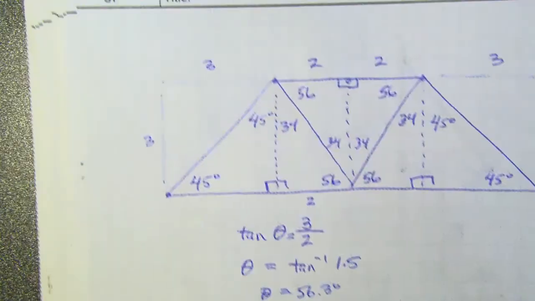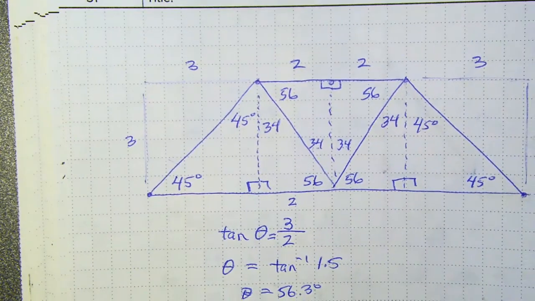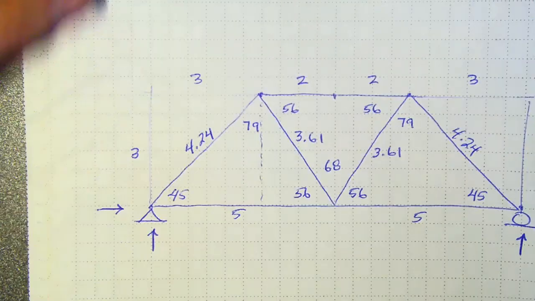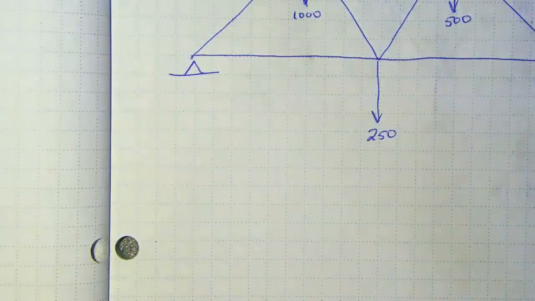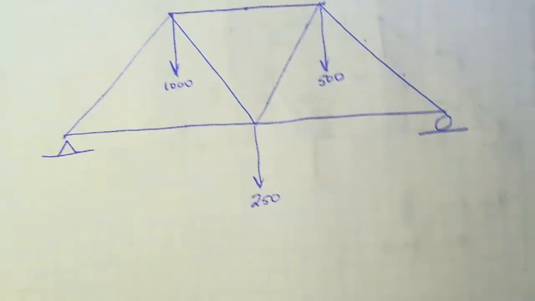Anyway, this was part 1. In part 1, we figured out what all the angles were. This was part 2. In part 2, we figured out what all the lengths of each member were. And if you care about that, you've got to watch those videos. And then this one is going to be part 3.